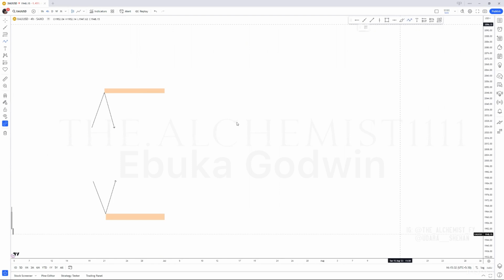And then there's another one. It is something like this. Now, what is this? This is a resistance, right? That's a resistance right there, because I told you. Now, what if the resistance is broken? Once the resistance is broken, it turns into a support.